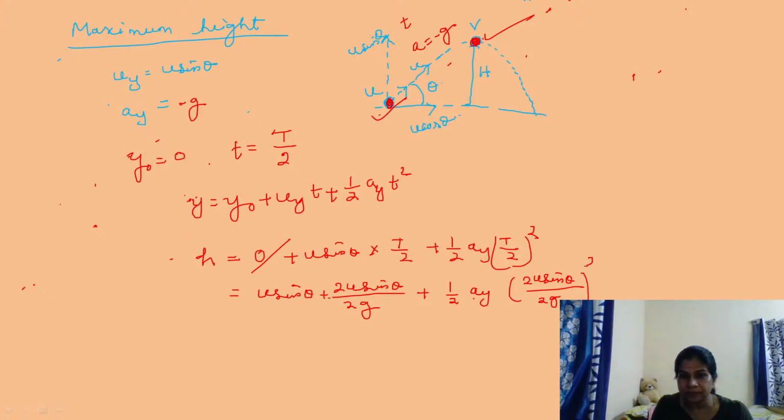Okay. So h now becomes capital H. Just a minute. So capital H is the maximum height. H now becomes u square sin square theta divided by 2g.